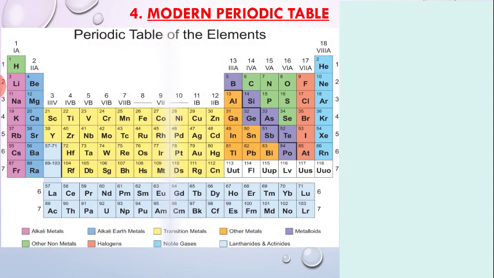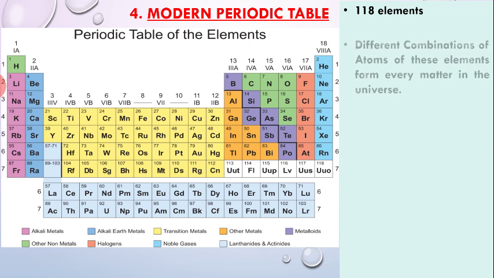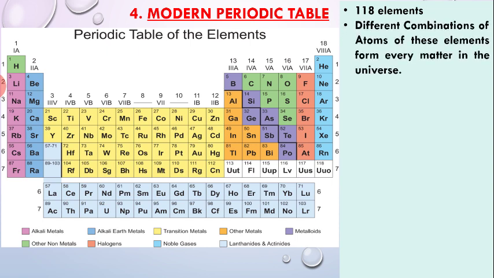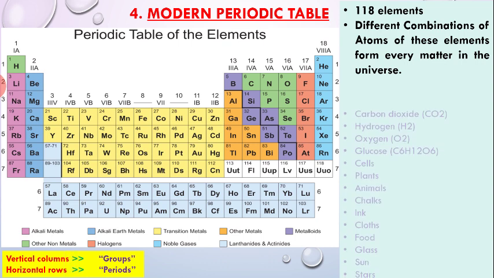You can see there are around 118 elements, or we can say with certainty that there are 118 elements that this modern periodic table shows. Different combinations of these 118 elements form every matter in the universe. The vertical columns in this modern periodic table are called groups, and the horizontal rows are called periods.